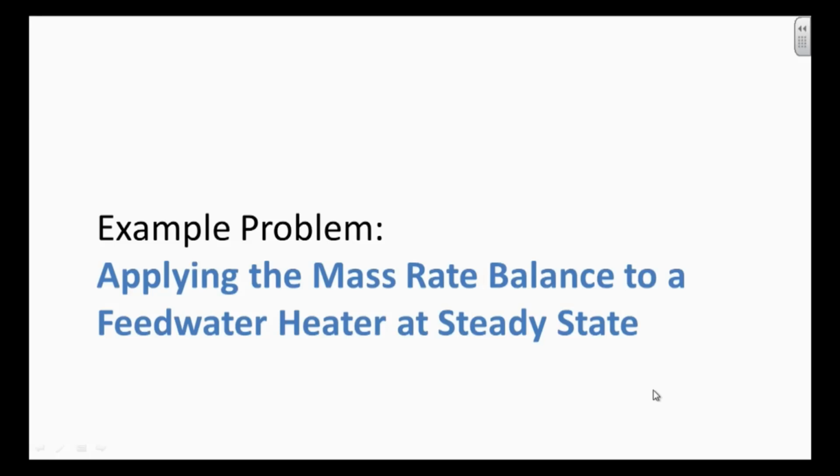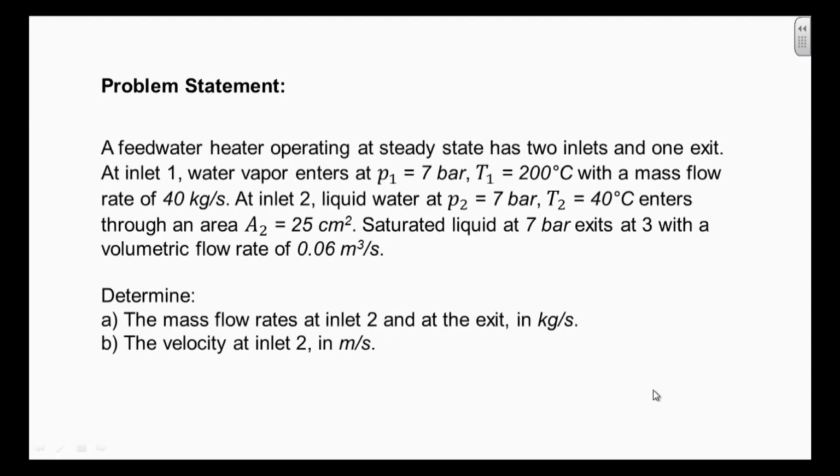This short video is a step-by-step solution for the example entitled Applying the Mass-Rate Balance to a Feed Water Heater at Steady State. Let's first look at the problem statement as given to us. A feed water heater operating at steady state has two inlets and one exit.